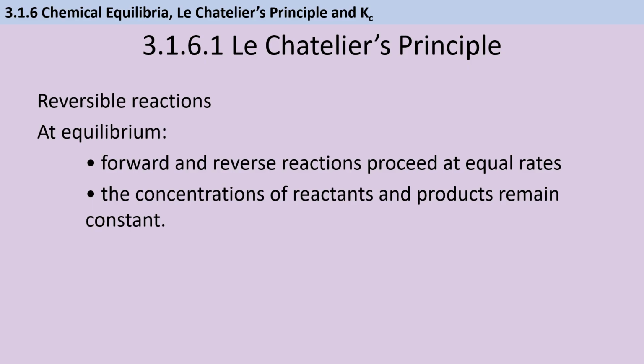Since kinetics isn't included in paper 1, we move straight on to equilibrium and Le Chatelier's principle. This applies to reversible reactions, which you can identify because they contain the reversible reaction arrow. At equilibrium, the forward and reverse reactions proceed at equal rates, and this means that the concentration of the reactants and the products remains constant.